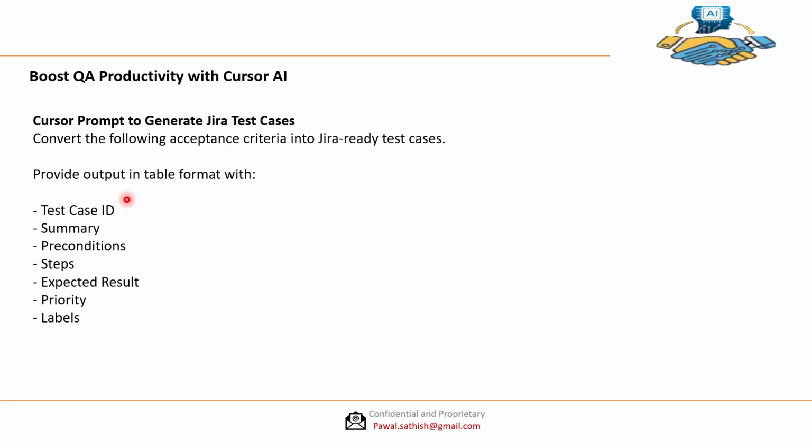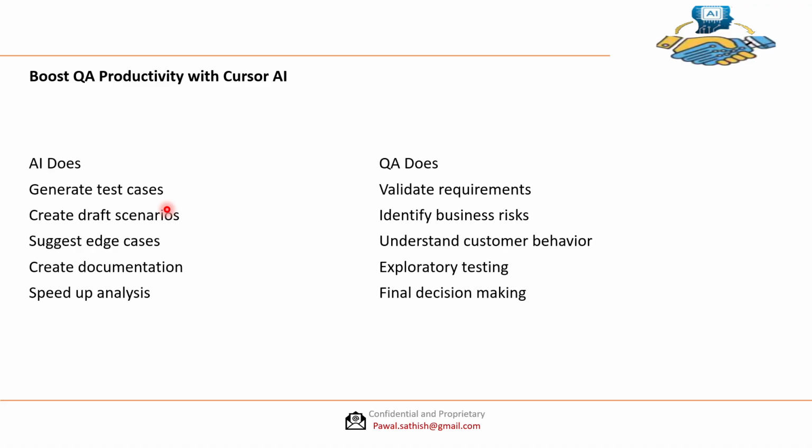If your organization is using Jira, we need to integrate Jira with Cursor AI. After that, we need to give a prompt like: convert the following acceptance criteria or test cases into Jira. Then from Cursor AI, all the test cases will move to Jira. But the prerequisite is that you need to integrate Jira with Cursor AI.